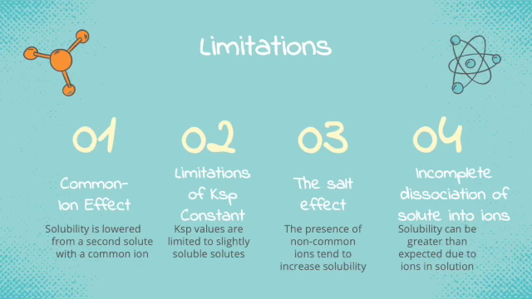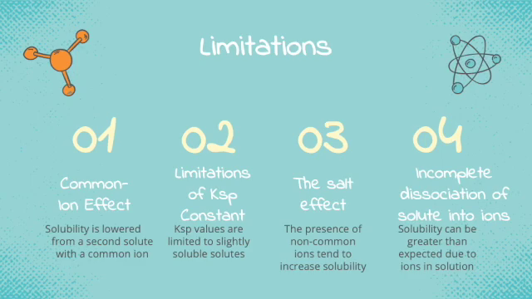The first example is the common ion effect. In the event that there was a saturated solution of PbI2 and a common ion, being iodine, was added in the form of KI aqueous, Le Chatelier's principle states that when the concentration of one of its reactants is increased, equilibrium is shifted in the direction in which that reactant is consumed. The addition of common ions shifts equilibrium towards the undissolved compound, causing precipitation, and the solubility of the compound is reduced. The second example is the limitations of the Ksp constant.